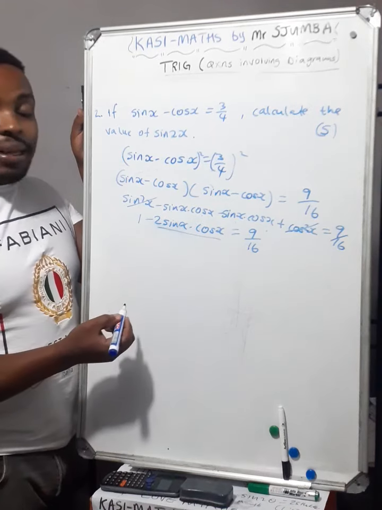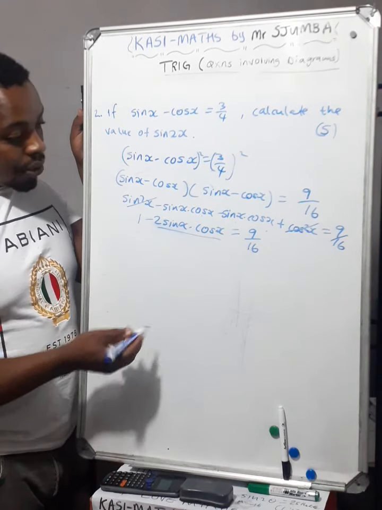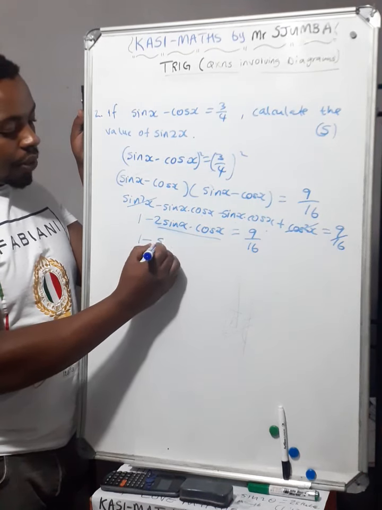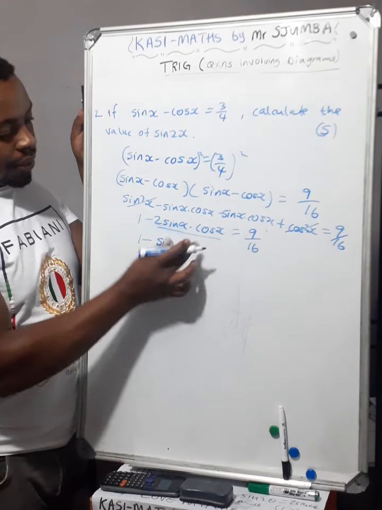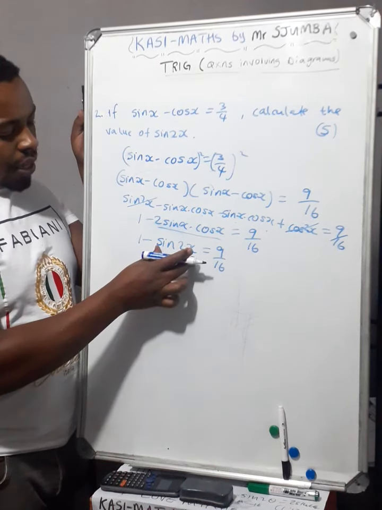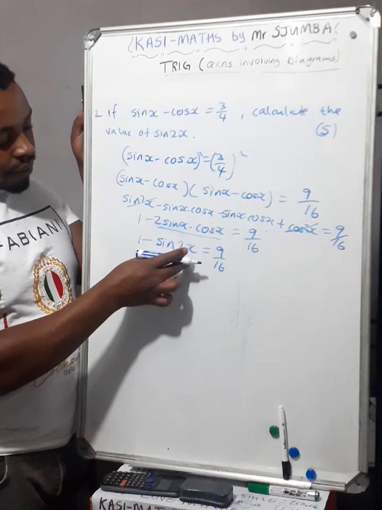So this is a double angle sine. So we can change it and write it double angle. So we're going to have 1 equals to sine 2x. This is a double angle sine. Equals to 9 over 16. Then we can solve for sine 2x.